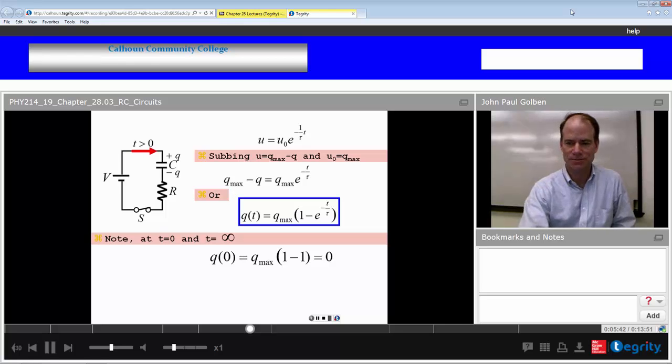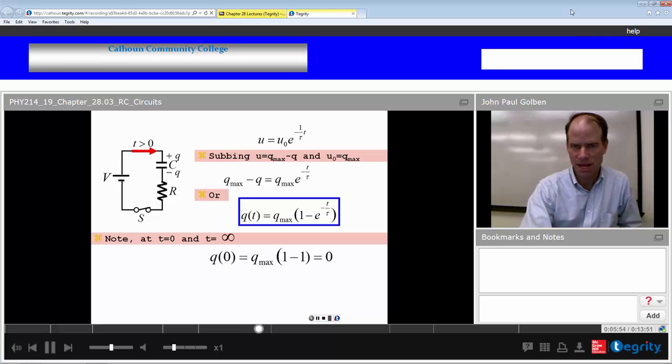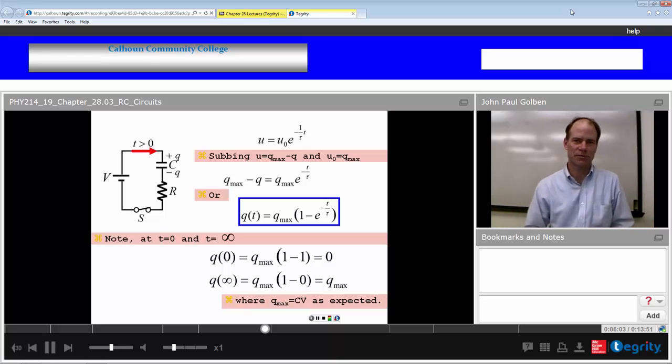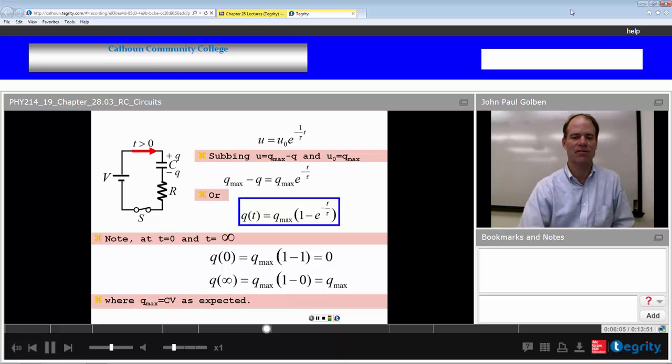Makes sense. When the switch has been closed a long time, t will be equal to infinity. E to the negative infinity is 0. The exponential function asymptotically approaches 0 as time approaches infinity. So I'll have 1 minus 0 in my parentheses, which is just 1. Q will equal Q max, which makes sense. After I've closed the switch for a long time, the capacitor charges up to its maximum value.